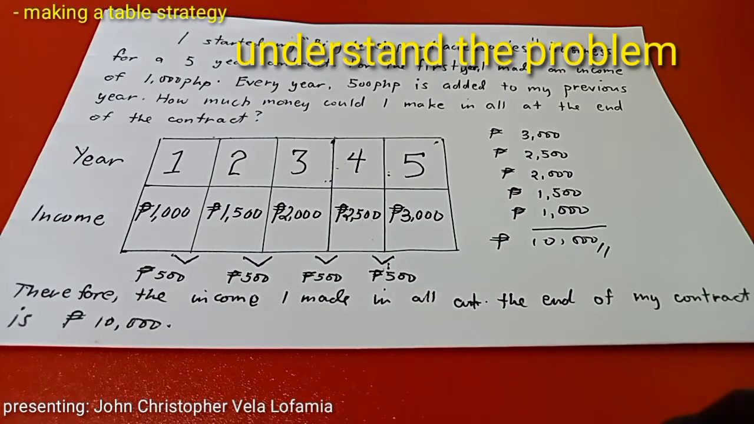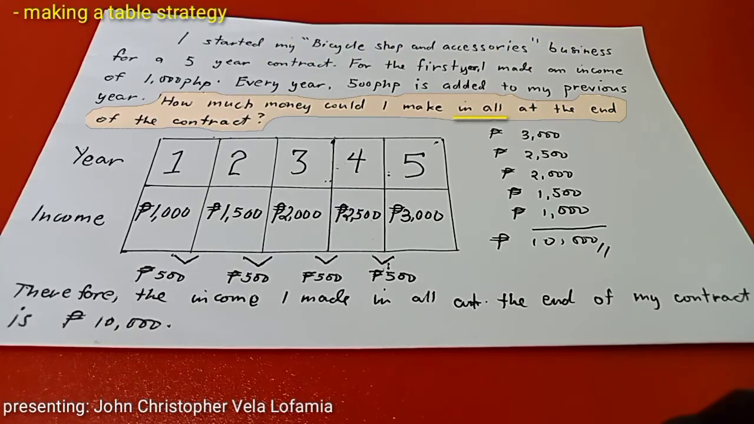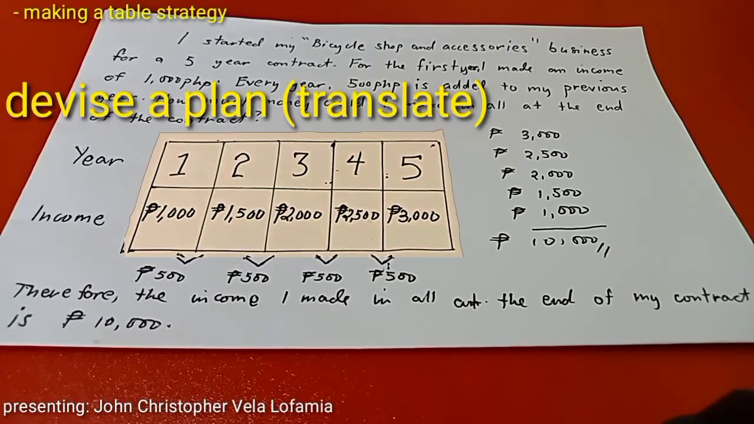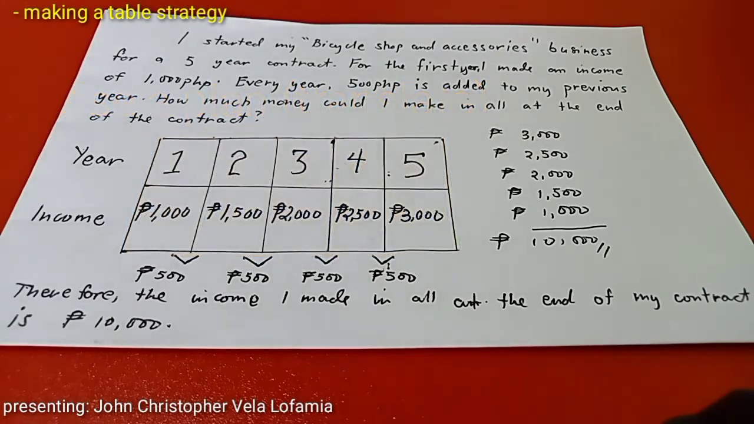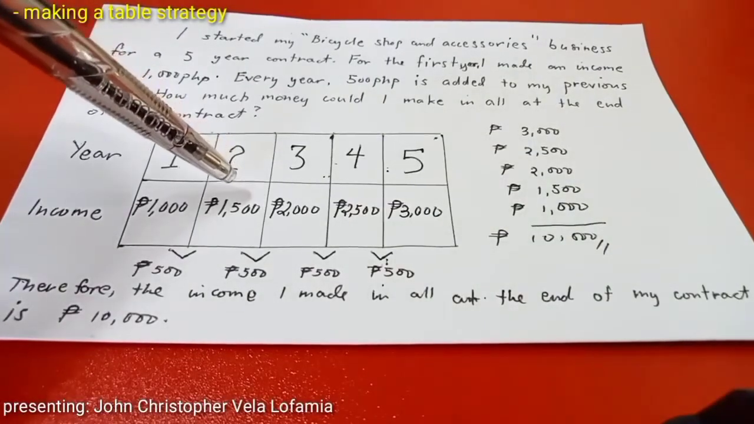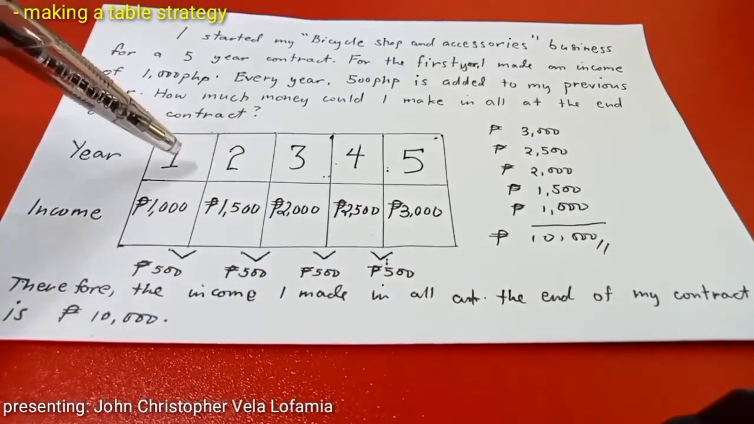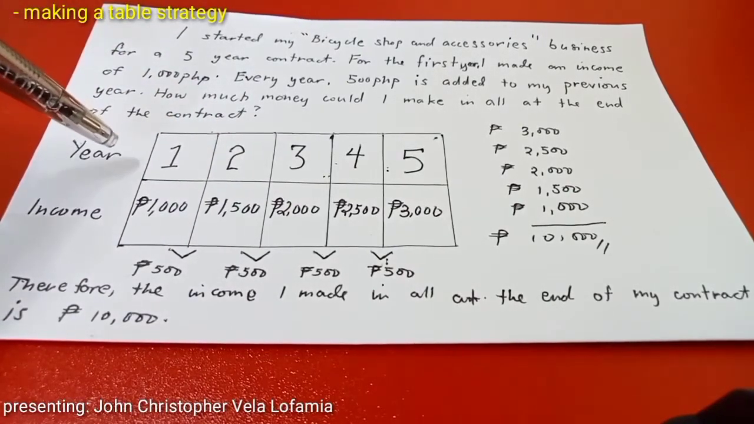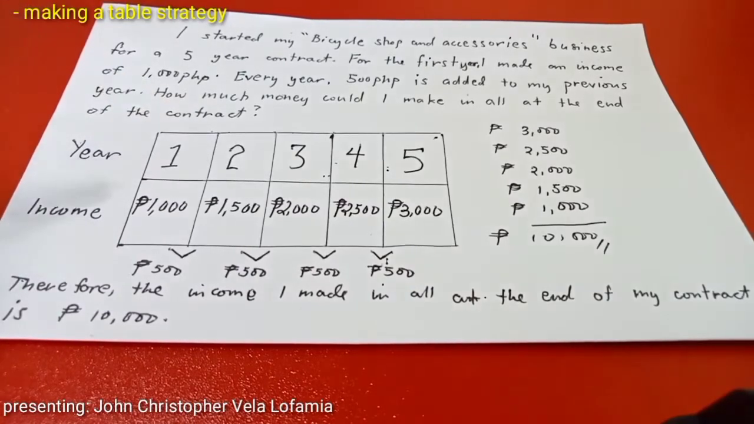So to understand the problem, what is being asked here is how much money could I make in all at the end of the contract? So we will use the table strategy to illustrate and answer this specific question. As you can see here, we have our table, 5 columns and 2 rows. In the first column, we have the 5 years, which is our contract, and in the second column is the income in every year of the contract.